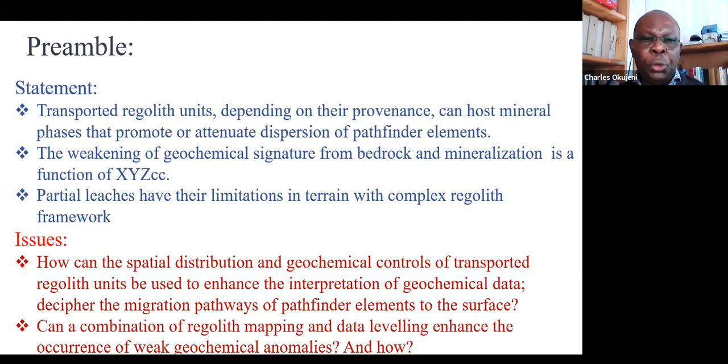Now, the issues that we have today to discuss will be how can the spatial distribution of the regolith units and their geochemical controls be used to enhance interpretation of geochemical data, and also the migration pathway of pathfinder elements to the surface. The other question is, can a combination of regolith mapping and data leveling be used to enhance weak anomalies, and how?